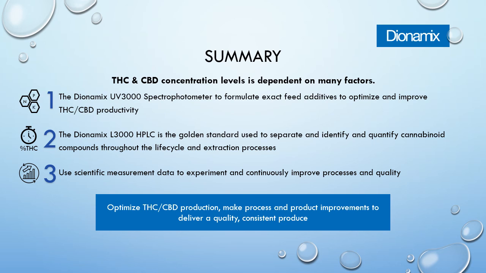Knowing what is going on with cannabinoid production and making adjustments in real time can be a huge difference maker in producing quality product with consistency. The Dynamics L3000 HPLC system is based on the industry gold standard for separating and analyzing cannabinoids. Then lastly, putting in place data-driven experimentation will give you the necessary insights to put standard operating procedures in place to ensure you hit your quality targets from batch to batch.